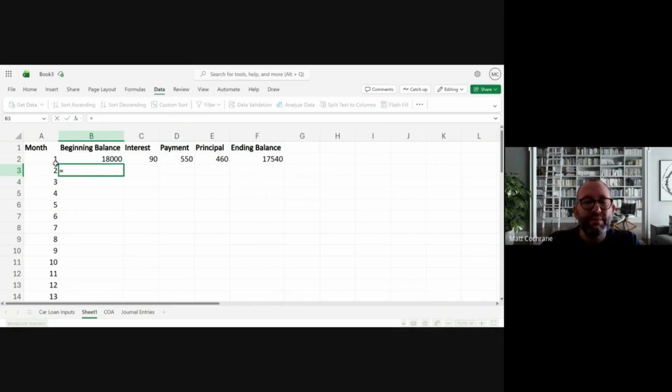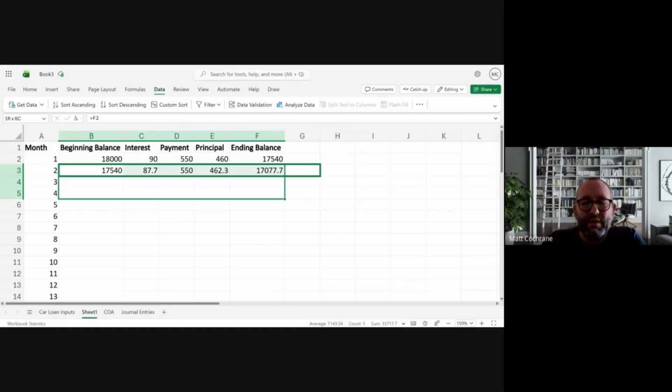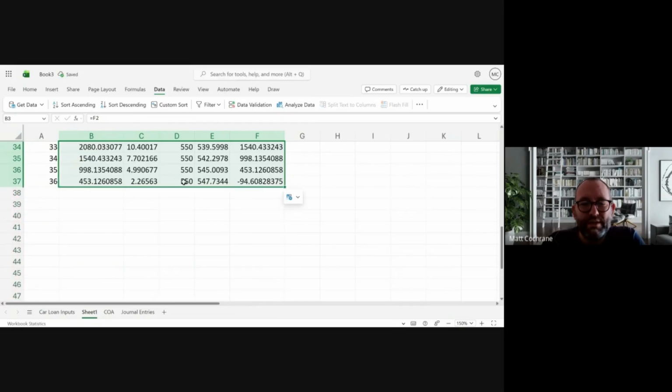You don't need to do this because we're really only calculating for month one, but just because it's beneficial to see this time and time again, I'm going to do this. The beginning balance in month two is going to become the ending balance of month one. We're going to take all of these values and drag them down. We can see that the payment stays the same. The interest portion goes down a little bit. The principal portion goes up a little bit, etc. And then we can grab this whole row and drag it all the way down to 36.